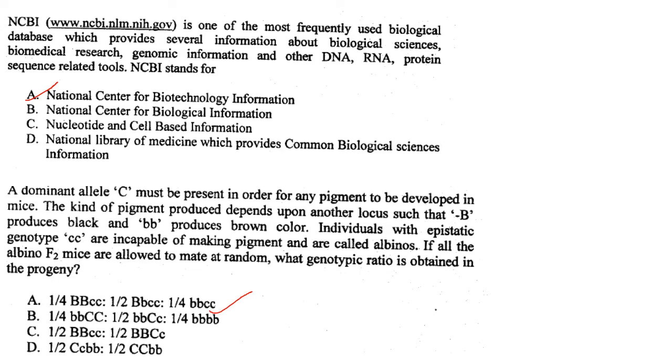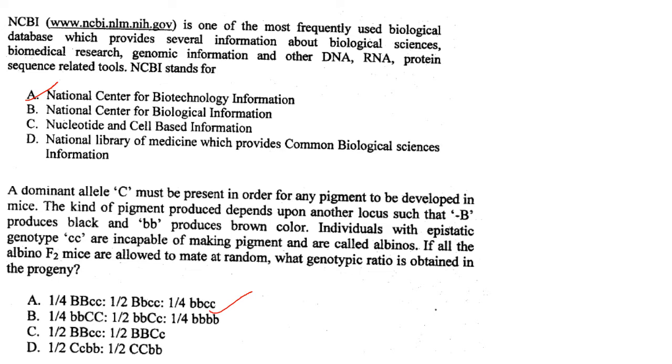Since it is albino, they have told that the small c genotype is responsible for making the albino pigment, whereas capital C is for color pigment. Now, whether the mice has capital B or small b doesn't matter, because since small c is present, all will be albino. So you have to see from the options which has small c.